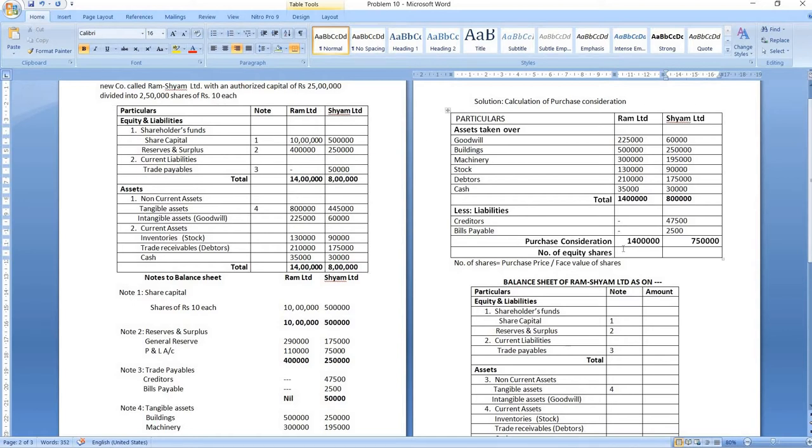So let us calculate the number of shares for Ram Limited. 14 lakhs divided by 10, that will be 1,40,000. For Shyam Limited, 7,50,000 divided by 10, that will be 75,000 shares. So we are done with the calculation of number of shares. Next step is to prepare the balance sheet.